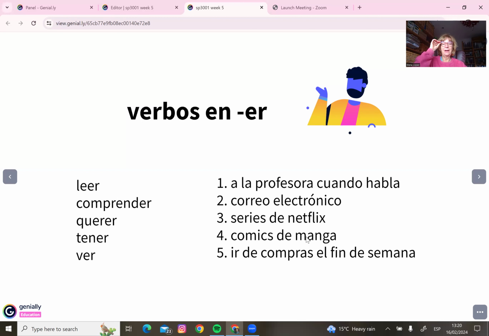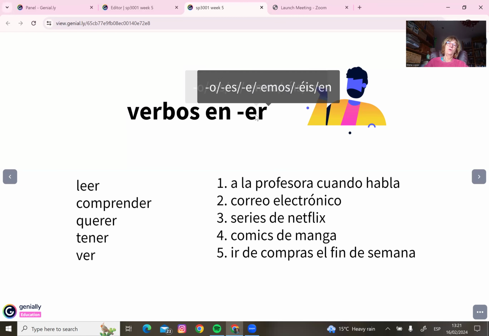Comprender, to understand, comprender a la profesora cuando habla. Querer, ir de compras el fin de semana. To want or to wish, to want to go shopping during the weekend. Tener, to have. Tener correo electrónico. O tener Netflix. Es una pregunta. ¿Tienes Netflix? Sí, tengo Netflix en mi ordenador. Ver series de Netflix. To look at, to watch. Series de Netflix. Yeah?